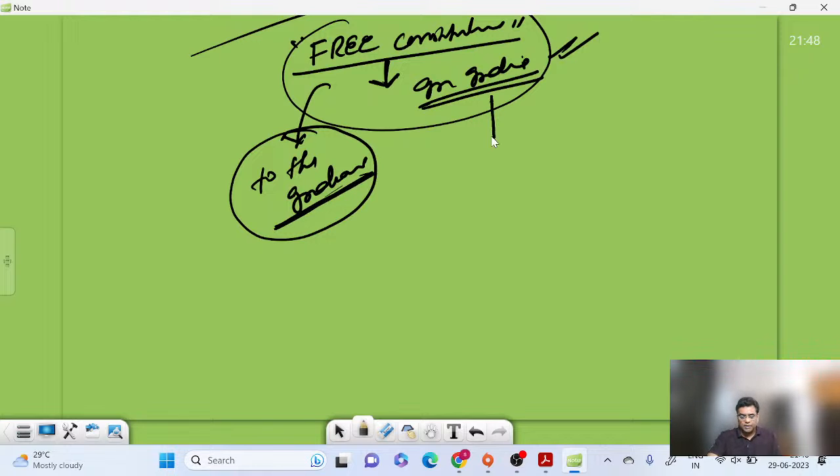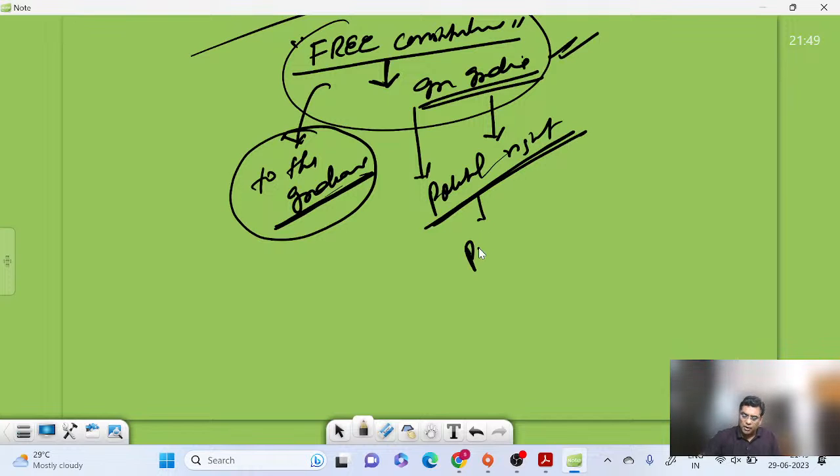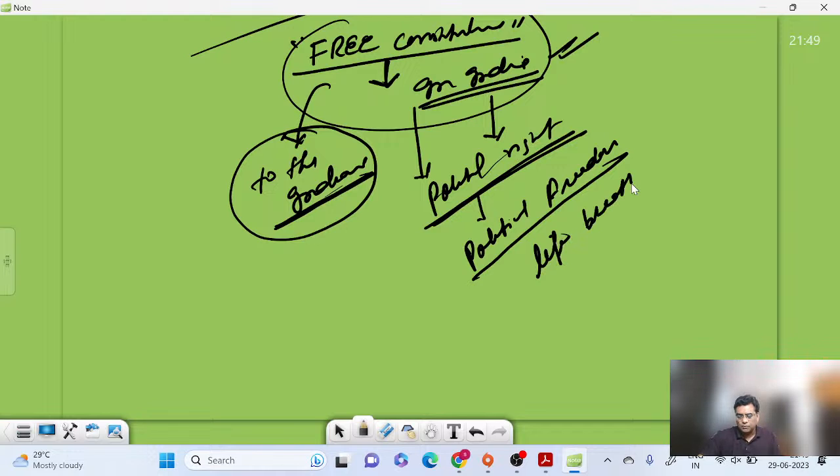At the same time, Aurobindo Ghosh projected that through a free constitution, political rights will be assured. So this political right, or political freedom, is the life breath of any nation.